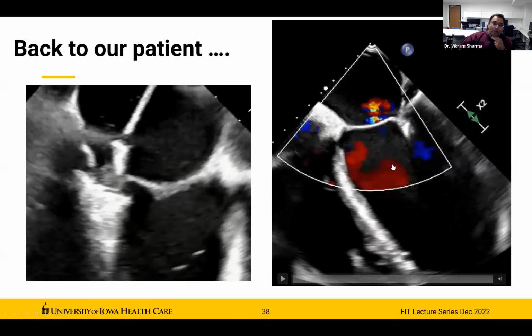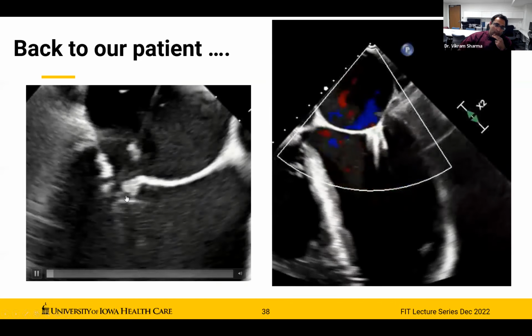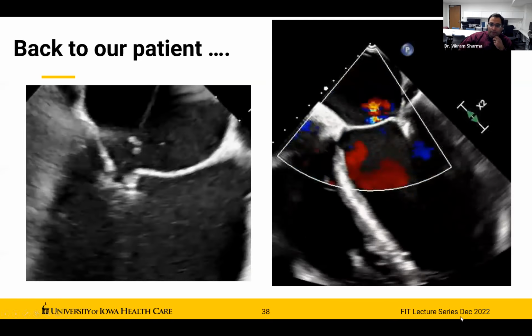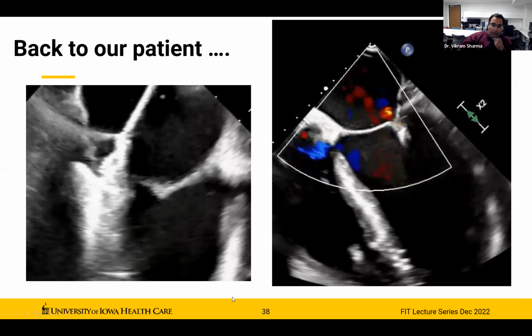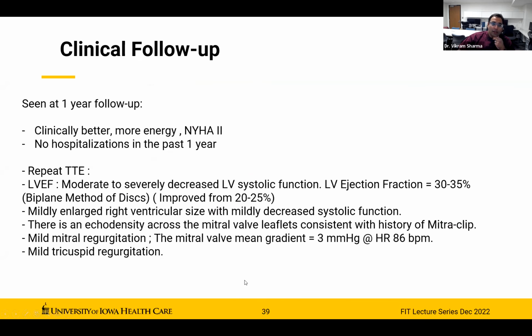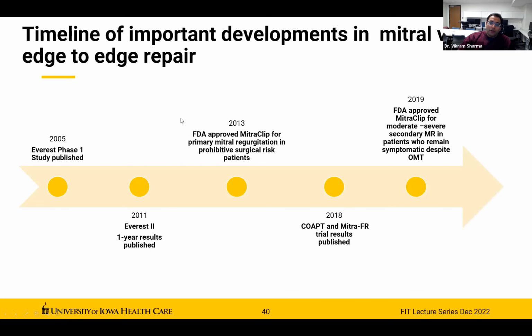So coming back to our patient, here we see the MitraClip being deployed with an excellent result. We see the MR being reduced to trace to mild in this case, and there were no procedure complications. The patient was seen at 1 year and doing a lot better, had a lot more energy. The NYHA status had improved to class 2. There were no hospitalizations, and actually there was some improvement in the EF compared to prior. So really good result, highlighting that these patients can benefit from transcatheter edge-to-edge repair.